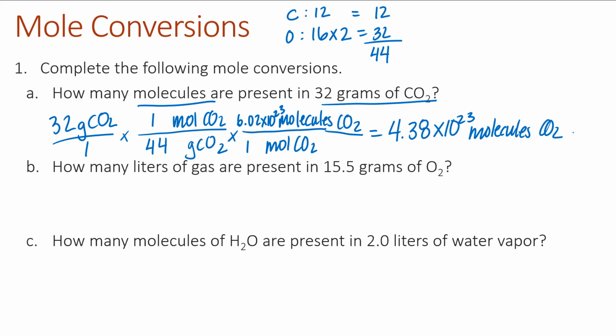So make sure whenever you do calculations that involve numbers in scientific notation that you're putting parentheses around those numbers when you put them in your calculator. The next question says how many liters of gas are present in this many grams of O2. So I'm going to start with my 15.5 grams of O2 over 1.